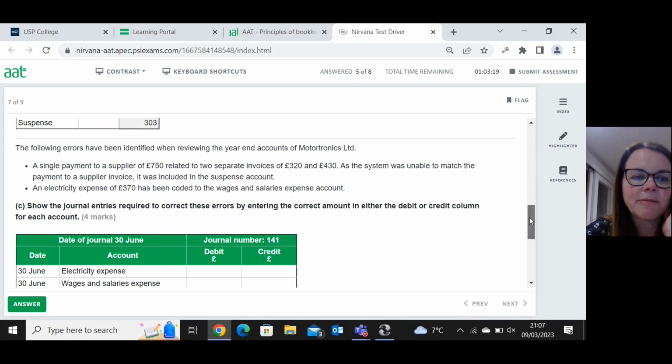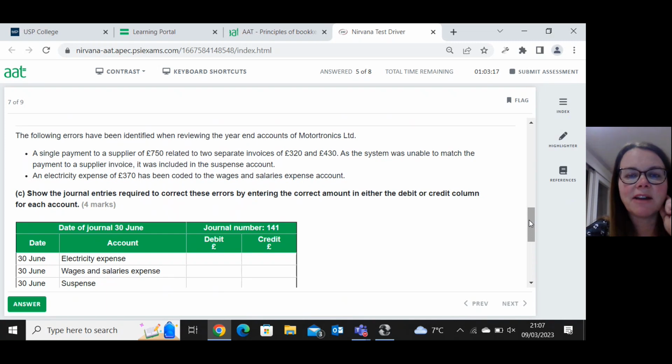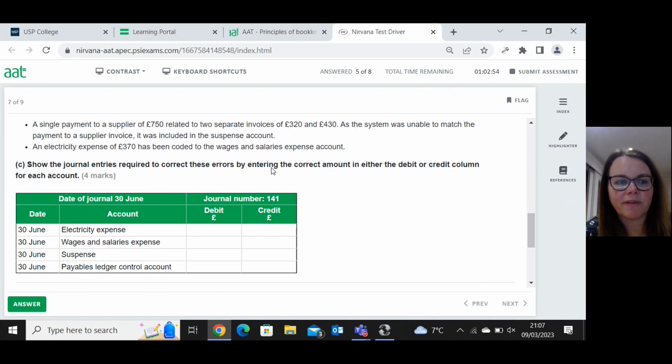The following errors have been identified when reviewing the year-end accounts of Motortronics. A single payment to a supplier of £750 related to two separate invoices of £320 and £430. As the system is unable to match the payment, similar to the last question, it was included in the suspense account. Right, so let's do that one first. Show the journal entries to correct.